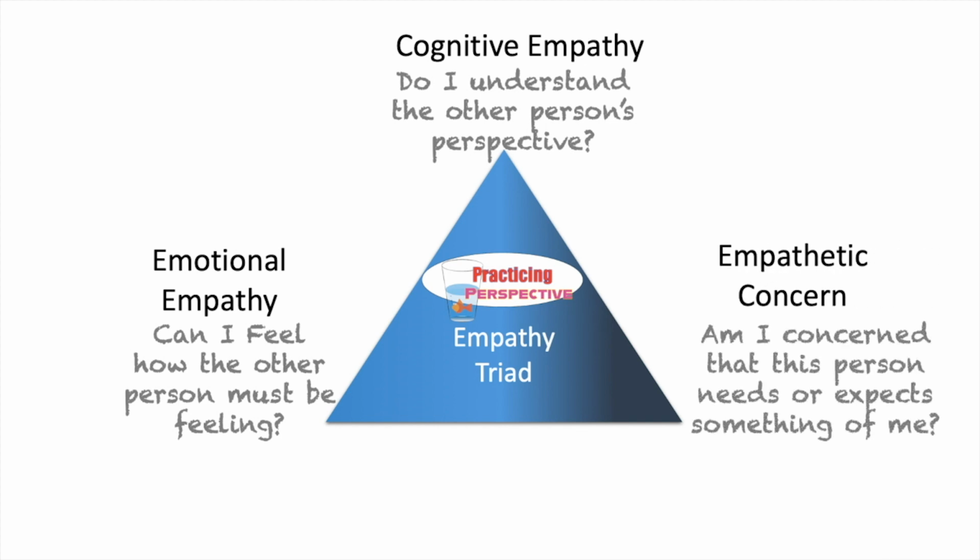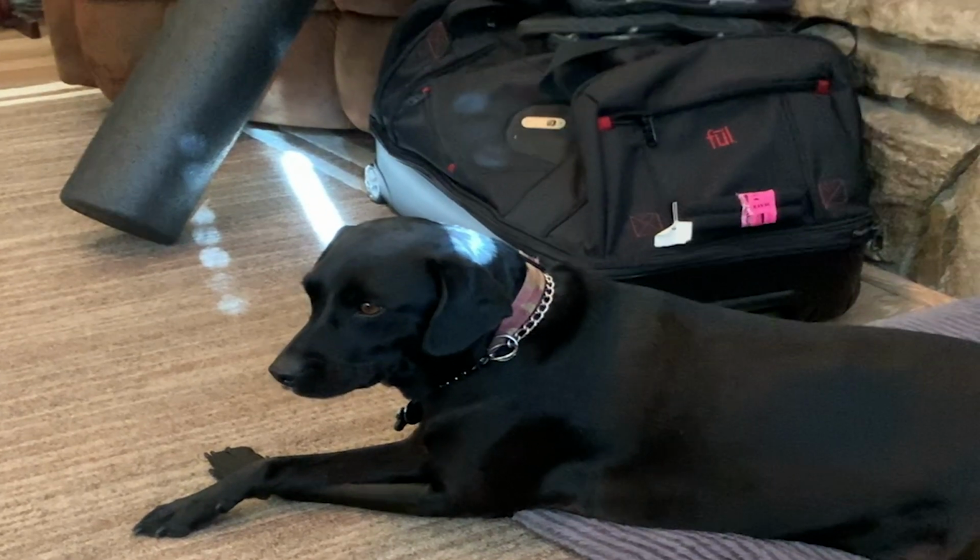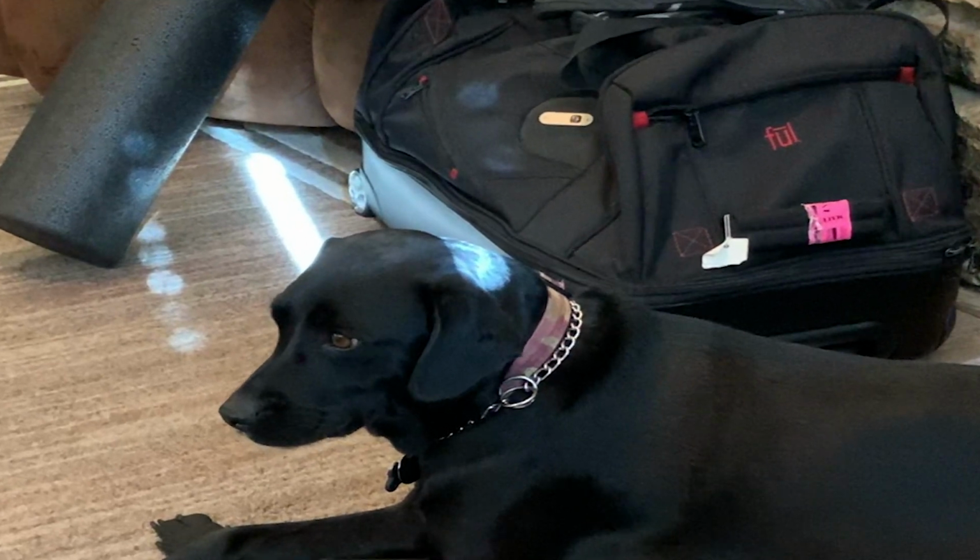If you've ever seen any of the other recent Practicing Perspective videos, you will know that I'm very interested in understanding empathy. Empathy is fundamental and foundational to having perspective. It's also a basic human brain function. The ability to imagine and comprehend other people's perspectives stems from these ancient parts of the brain. We see evidence of the empathy brain function in other mammals too.